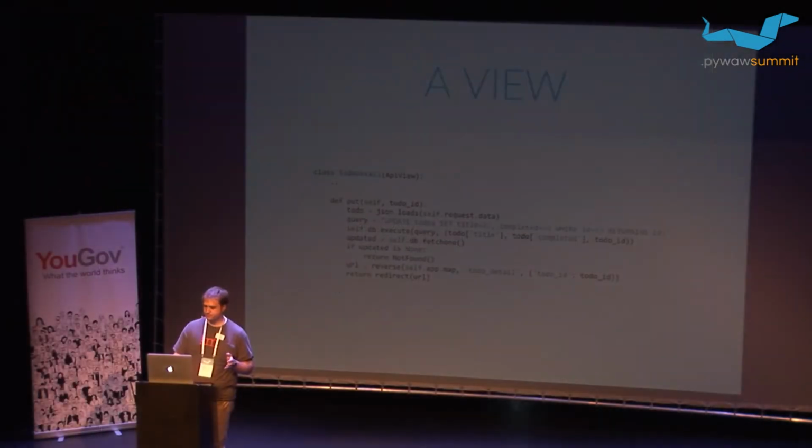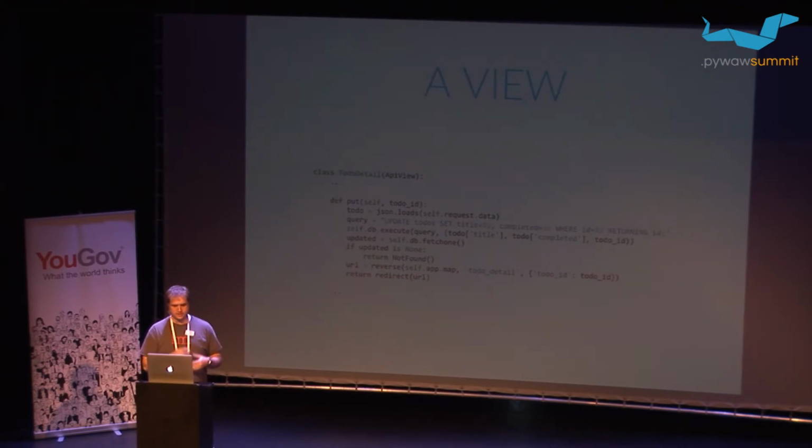On the put, this is where we handle updating a to-do item. We pull the data from the request. We send a query to the database. Depending on how the database responds, we either say, great, I'm going to redirect you to the thing, or we say, sorry, that's not a valid to-do item. I'm a little self-conscious after this morning's and earlier afternoon's talk to be writing SQL directly in my view, but this was optimized for fitting on one slide and being clearly understandable, so only a little guilty.